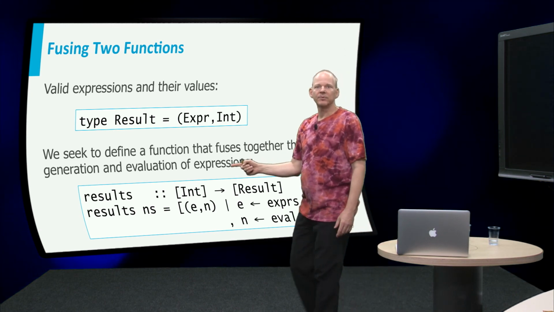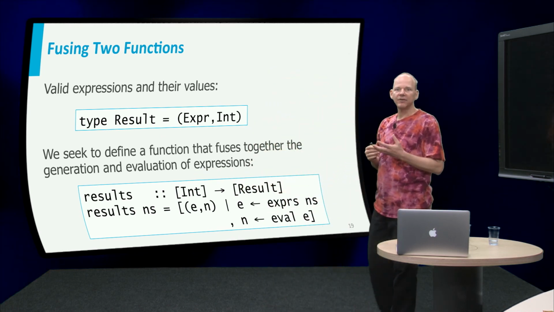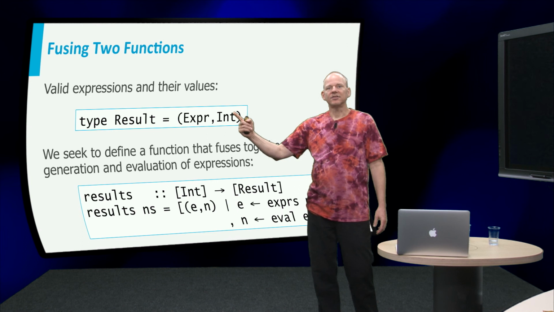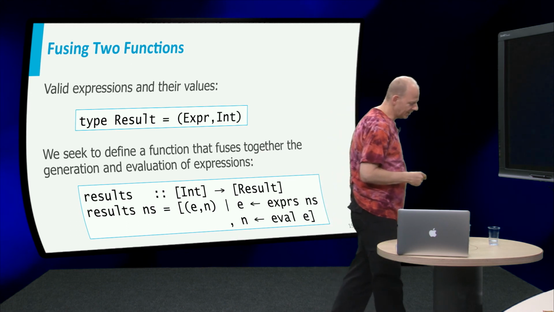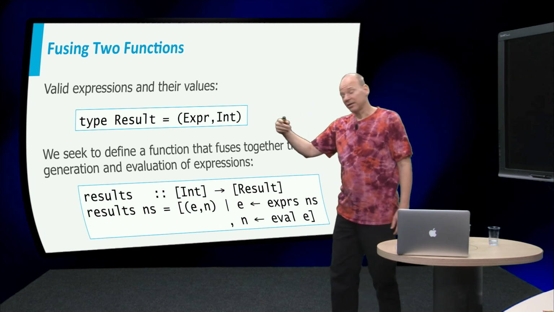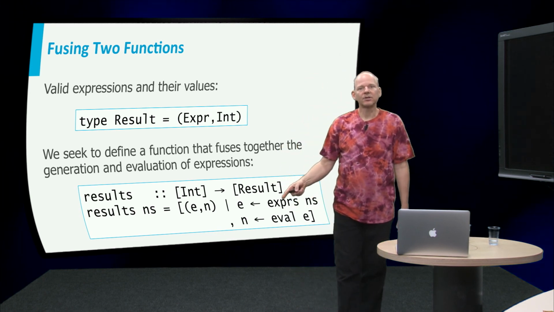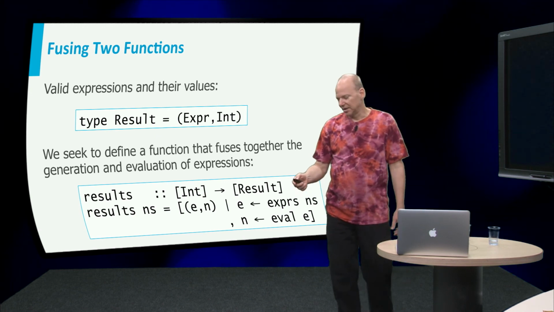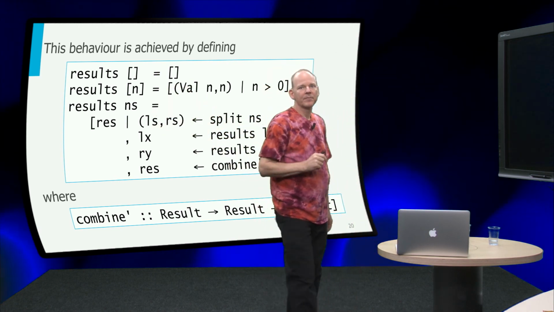What we want is a function that fuses together the generation and the evaluation of the expressions. This is the result of evaluating the expression, and that is the result of generating the expression. But we needed the result of evaluating the expression to check whether it satisfied the constraints of the game. So we're going to try to define a function that will combine the generation and the evaluation. And the way we can do that is as follows.